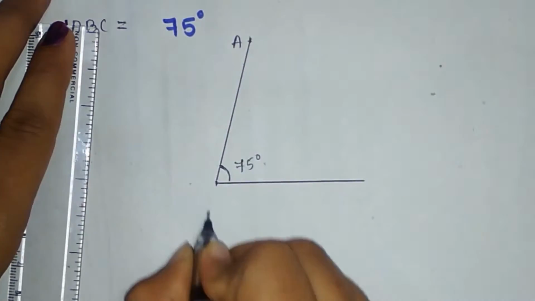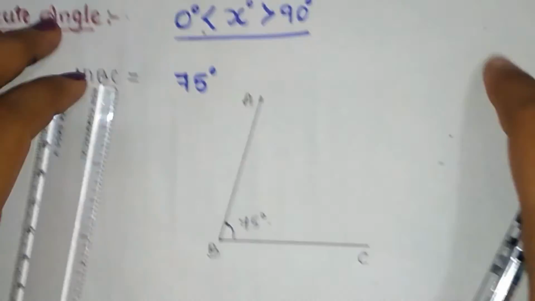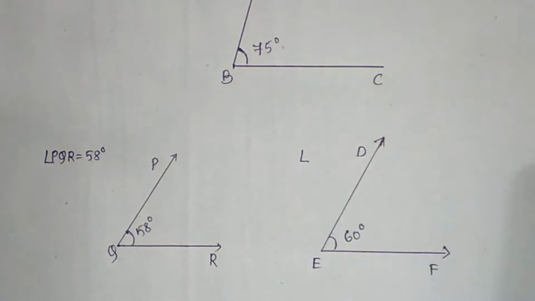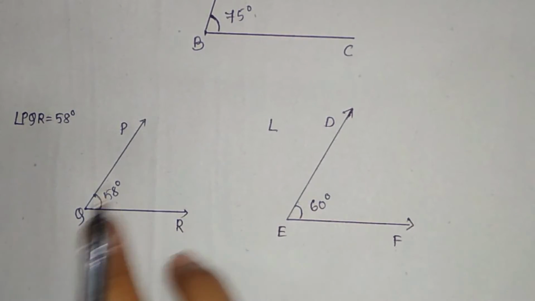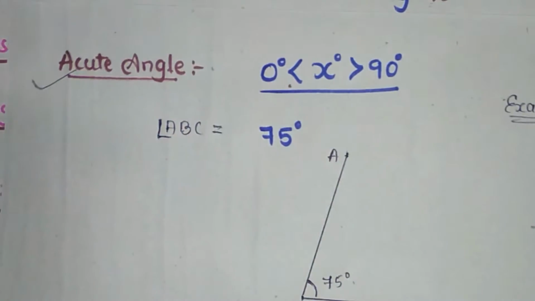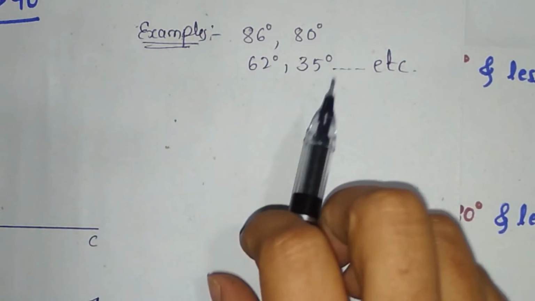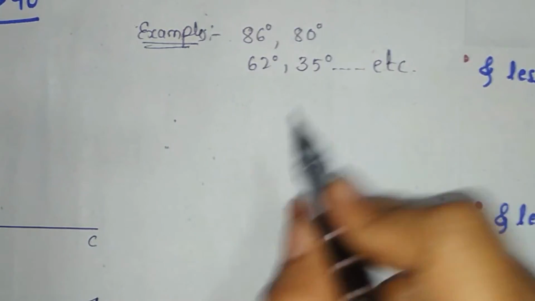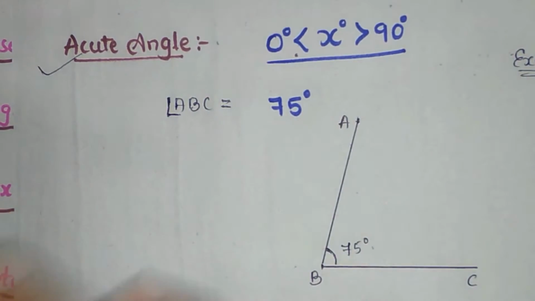Now we will name the angle. Angle ABC. It is an example of an acute angle. Not only 75 degree, here are some more examples, like you can see here 58 degree, 60 degree. These types of examples come under the acute angle. And there are many examples you can take, like 86 degree, 80 degree, 62 degree, 35 degree, etc. Whichever angle is more than 0 degree but less than 90 degree, all are examples of acute angles.